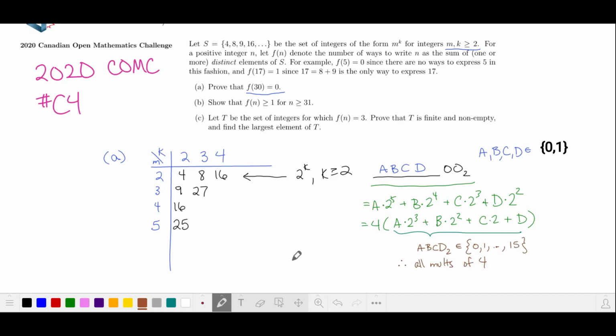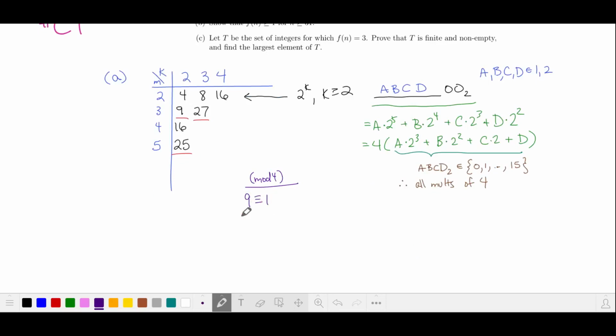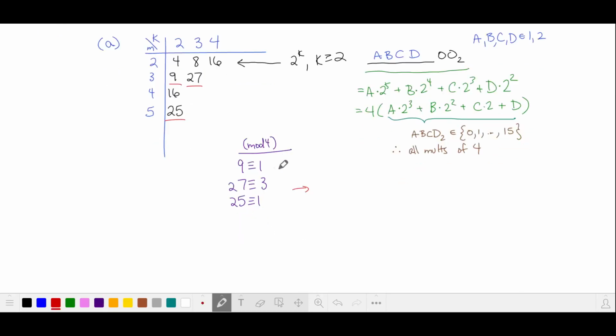Multiples of 4 leads us to ask, what are the mod 4 residuals of these remaining numbers? So in mod 4, 9 is equivalent to 1, 27 is equivalent to 3, and 25 is also equivalent to 1. So some combination of 1 or more of these 3 numbers gives us all of the residuals of mod 4, including 0 if we don't use any of them. So our strategy to find these sums is to write n as the sum of one of these 3 numbers, so that what remains is going to be a multiple of 4.